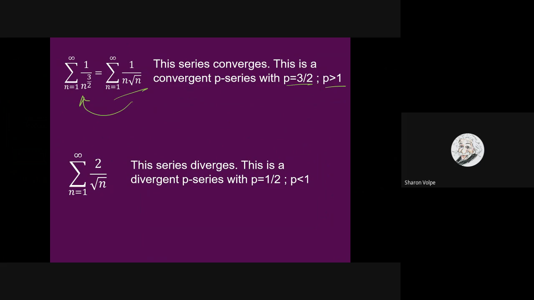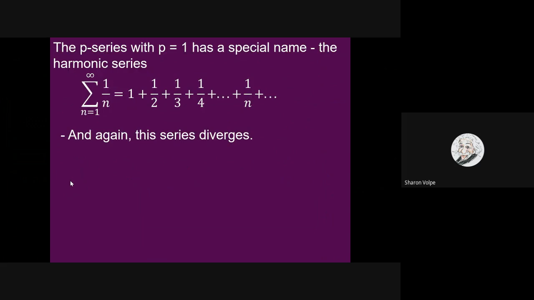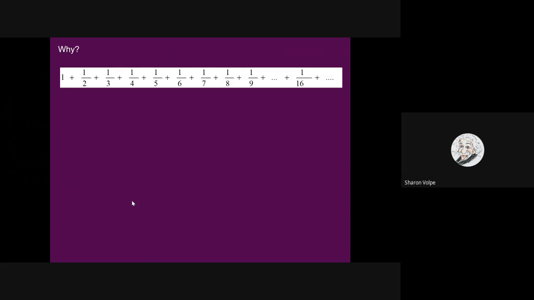Okay, then this is a divergent P series. P is equal to 1/2. This is n to the 1/2. And P is, excuse me, less than 1. So this series diverges. And here is our harmonic series. Let's talk about why this series diverges. You don't have to have this in your notes. I just want you to think about it.